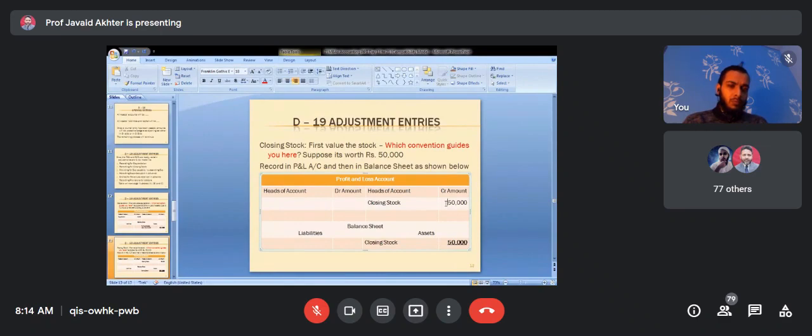Why should we write it on the profit and loss account credit side also? What do we write on the credit side of the profit and loss account? Revenues. Absolutely right. We record revenue on the credit side of the profit and loss account. Is it our revenue that we have written here? No, sir. Okay, what would you do with the closing stock?